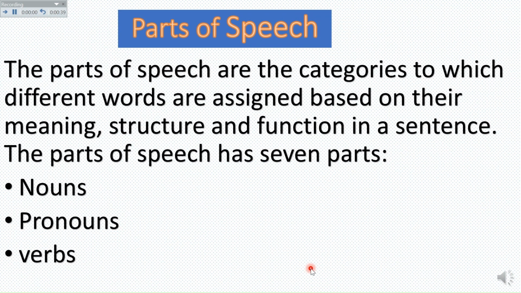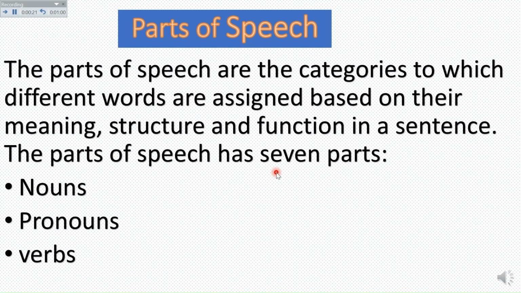Parts of speech. Guys, this video is about the general overview. I will make different videos about each of these parts so you will know about them in detail. So this is just a brief overview. The parts of speech are the categories to which different words are assigned based on their meaning, structure, and function in a sentence.